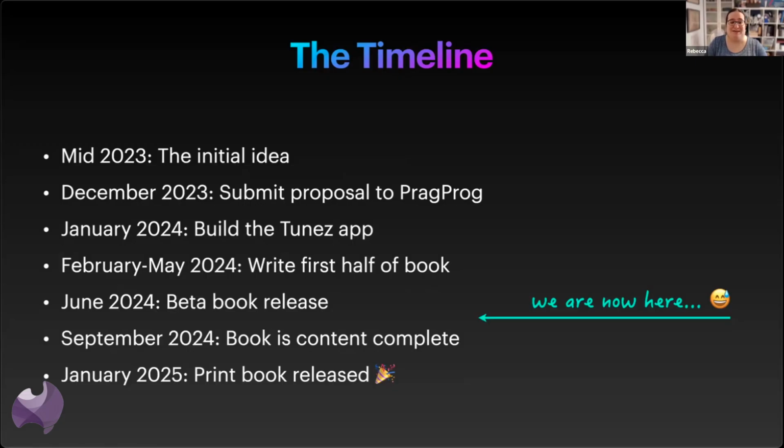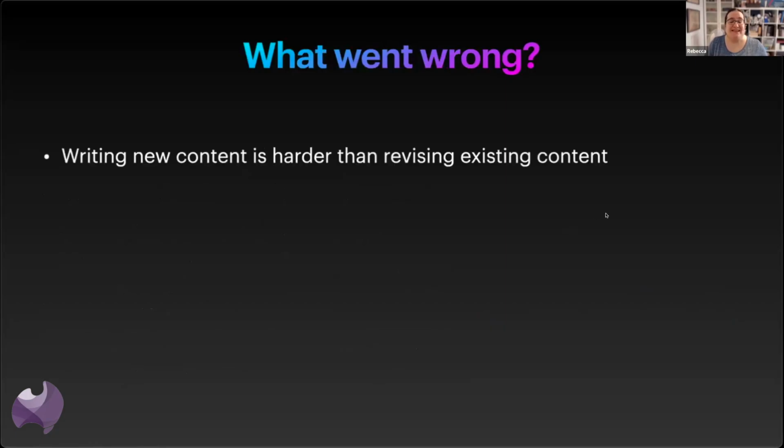I'm hoping to have that wrapped up by the end of March. So what went wrong? It turns out this is going to be really obvious to a lot of people, but it was news to me that writing new content is a lot harder than revising existing content. When I wrote Rails 4 in Action, it was an upgrade to the book Rails 3 in Action. So the chapter outline, most of the content, it was all already there. It was just revising and upgrading and tweaking, and it was still hard work, but it was a lot easier than coming up with all of that from scratch.